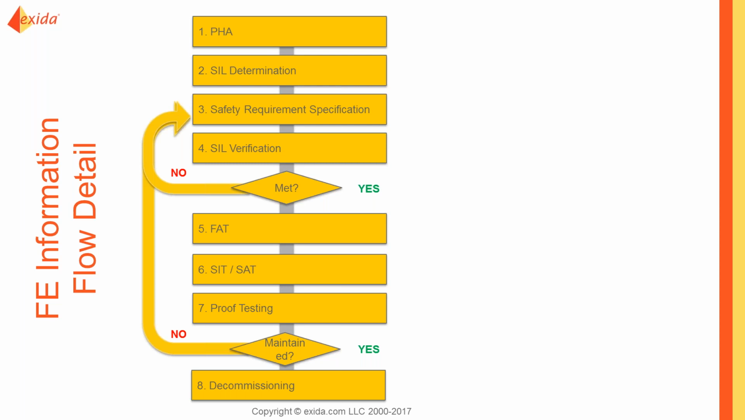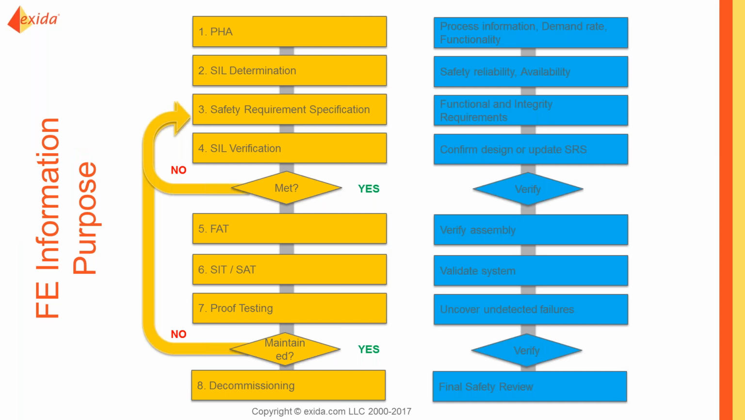Like if it's a pump or a motor application, you're going to be ordering that equipment as well as the contactors or the safe torque off equipment to control them. Then you'll have site acceptance testing, site integration testing, proof testing during the operational phase, check now and again has it been properly maintained, and ultimately decommissioned.